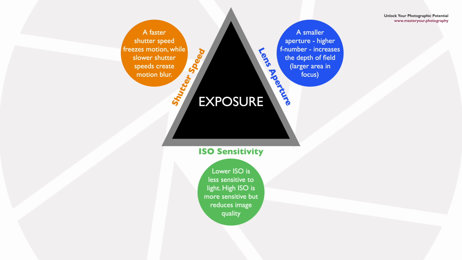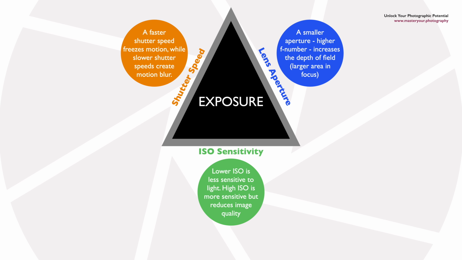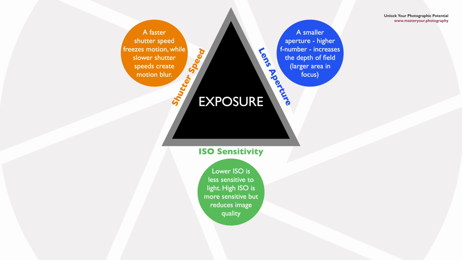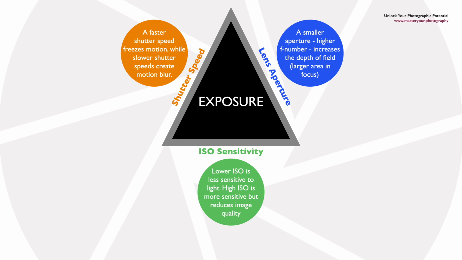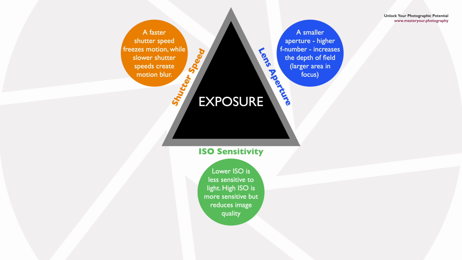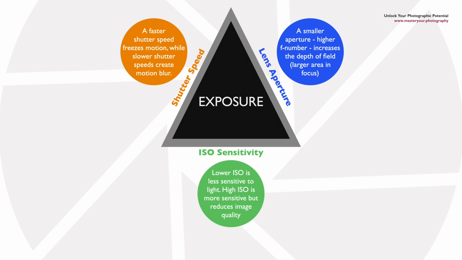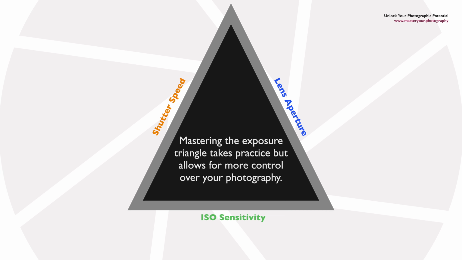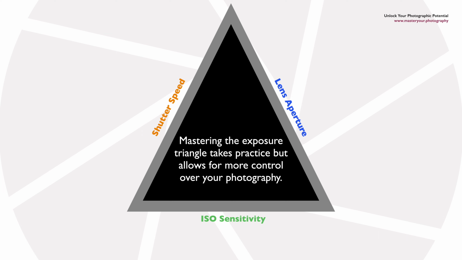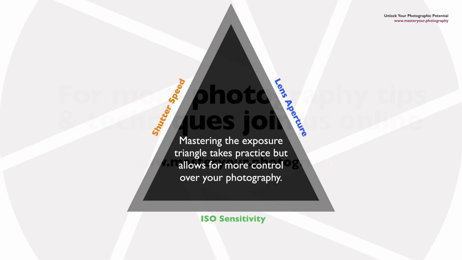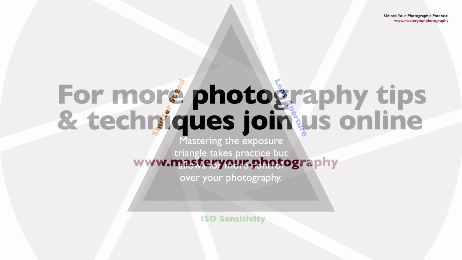If you turn up the ISO sensitivity to make your image brighter, that will allow you to use, say, a faster shutter speed or a smaller aperture, but the downside is a higher ISO number will actually create more digital noise. It's really worth taking some time to practice with your own camera, play around with the shutter speed, the lens aperture, and the ISO sensitivity settings until you've truly mastered the exposure triangle.